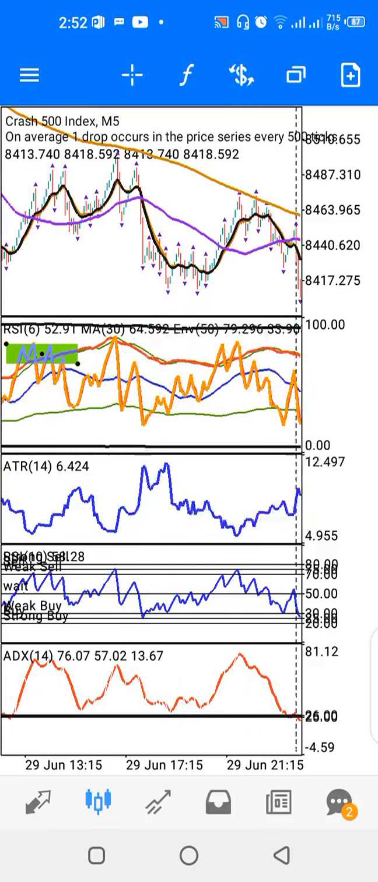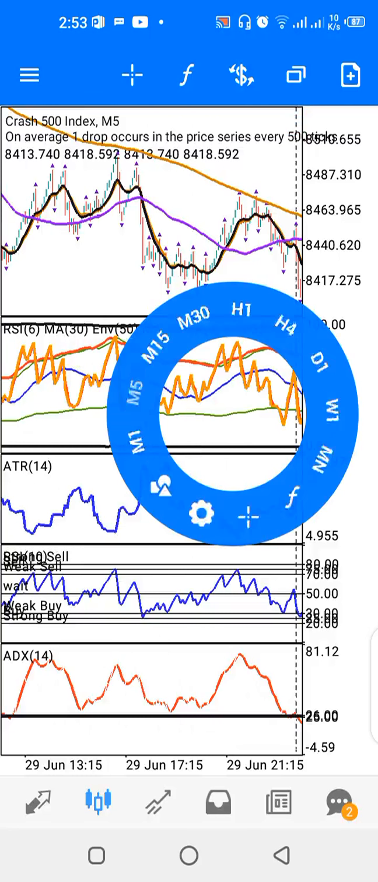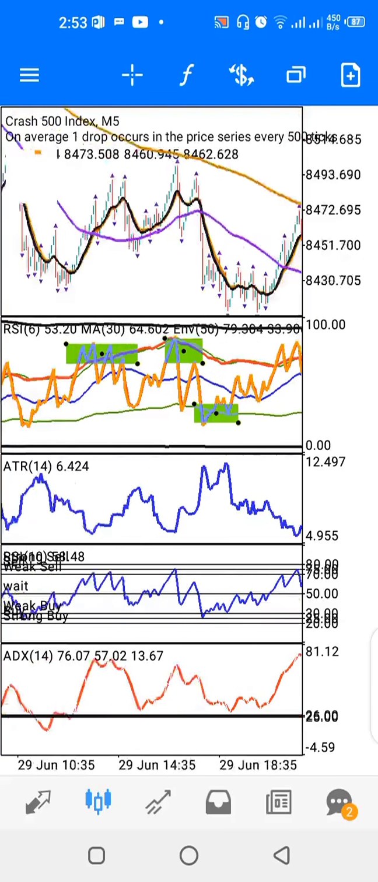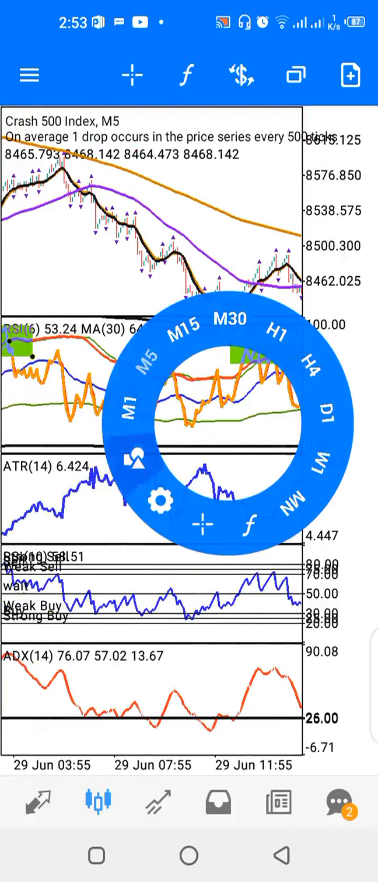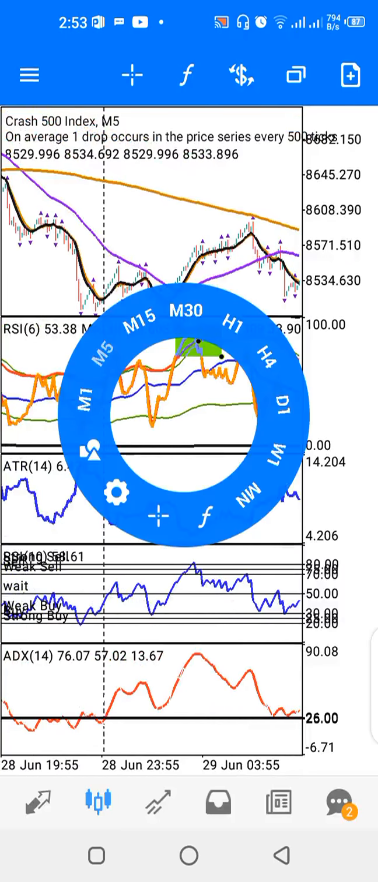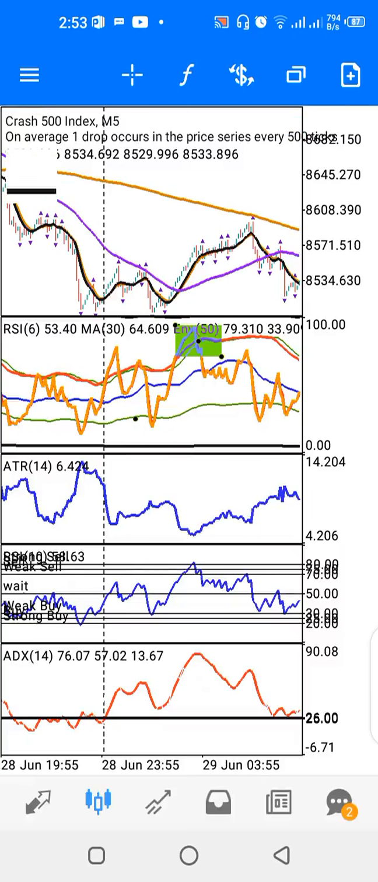Okay, when it spikes below the range for you to have a breakout. So this is for crash index. For boom index, you look for when it spikes upward, when it touches the lower envelope band and starts to go up. So those are the signals for you to enter the buy trade and price will start to spike up.